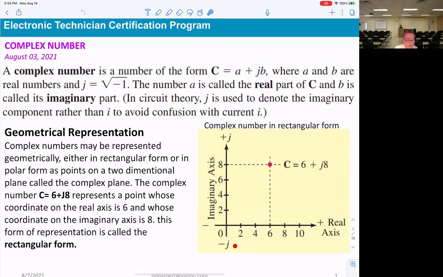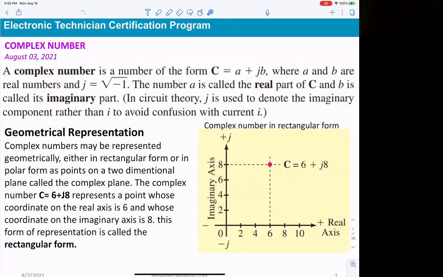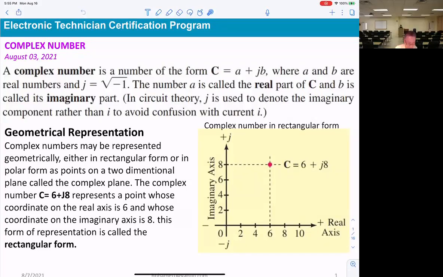And now it rotates another 90 degrees here. J times J times J times J. You go back to 1, real again. Okay? So this is the rectangular form. Okay? Complex number in a rectangular form.